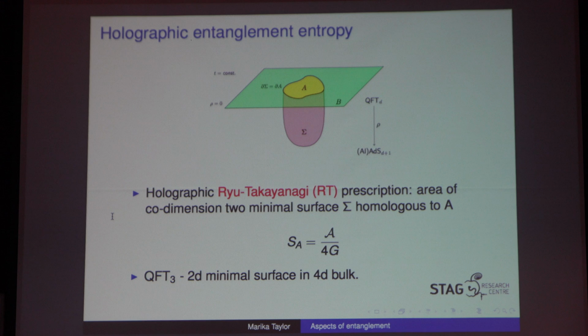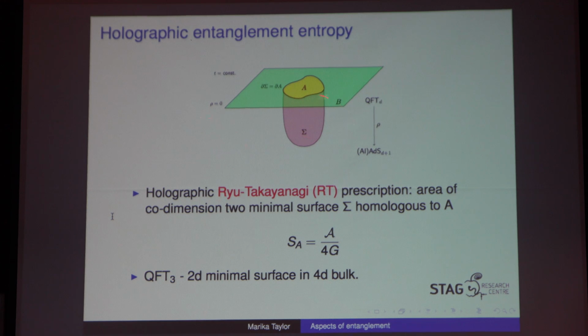So their prescription was that what you have to do to calculate the entanglement entropy is to find a surface which is homologous to A, which extends into the bulk. So it's like taking a piece of rubber and putting a marble or something on it and letting it shrink down into the bulk. So the shaded surface here is the surface that goes into the bulk. And it should be codimension 2.